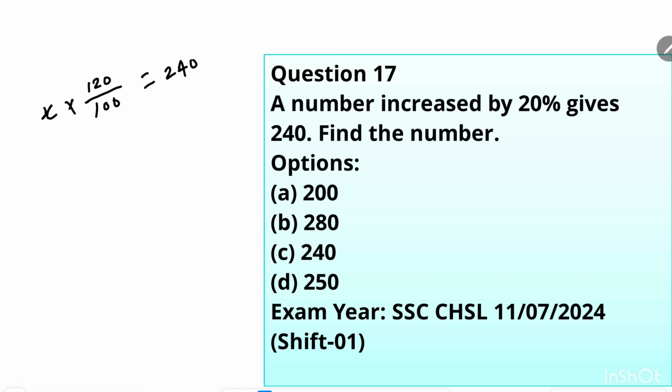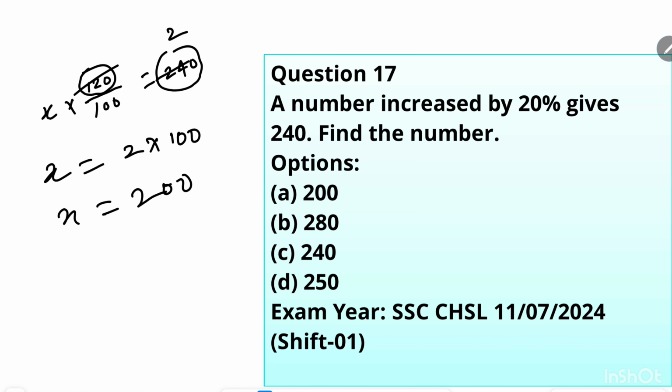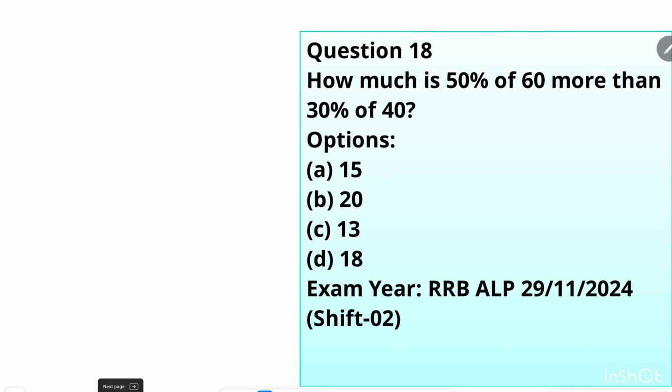So what is the value of x? Now we will do a little bit of calculation here. Look at here, 120 and 240, it will be divided how many times? 2. And then x will be 2 into 100, so 200. Very simple. The answer should be option A for this question.